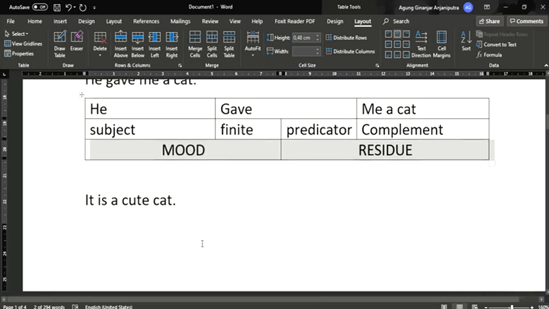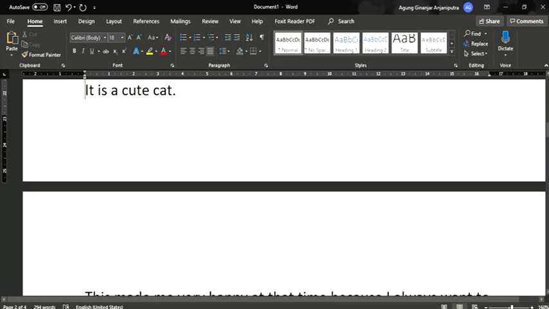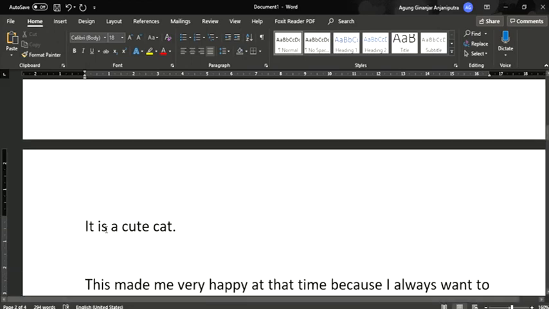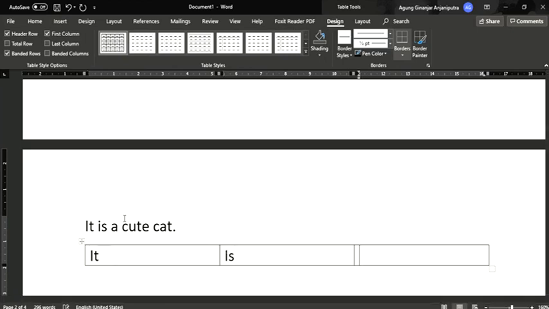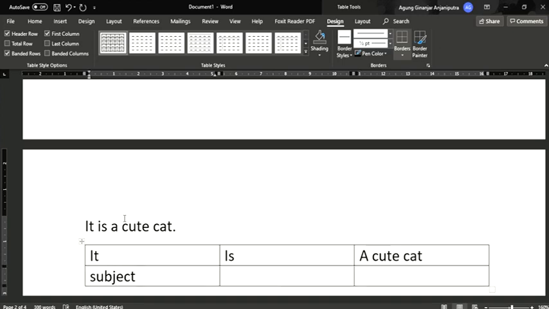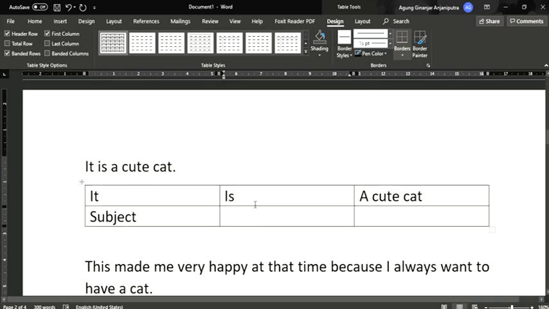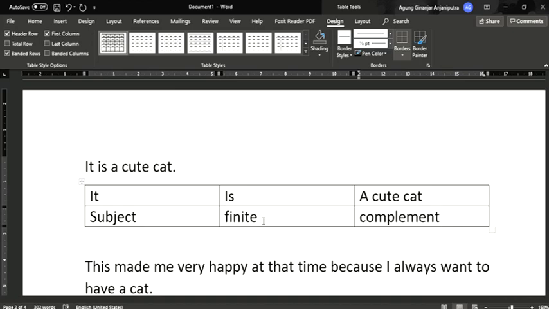But it is rather different for this clause. Let's see, 1, 2, 3. We need 3 columns. It is a cute cat. It is the subject. Although the verbal group consists of only one word, since it is to be, it is not a predicator. So it only functions as finite. So there is no predicator in this clause. A cute cat is, of course, complement.